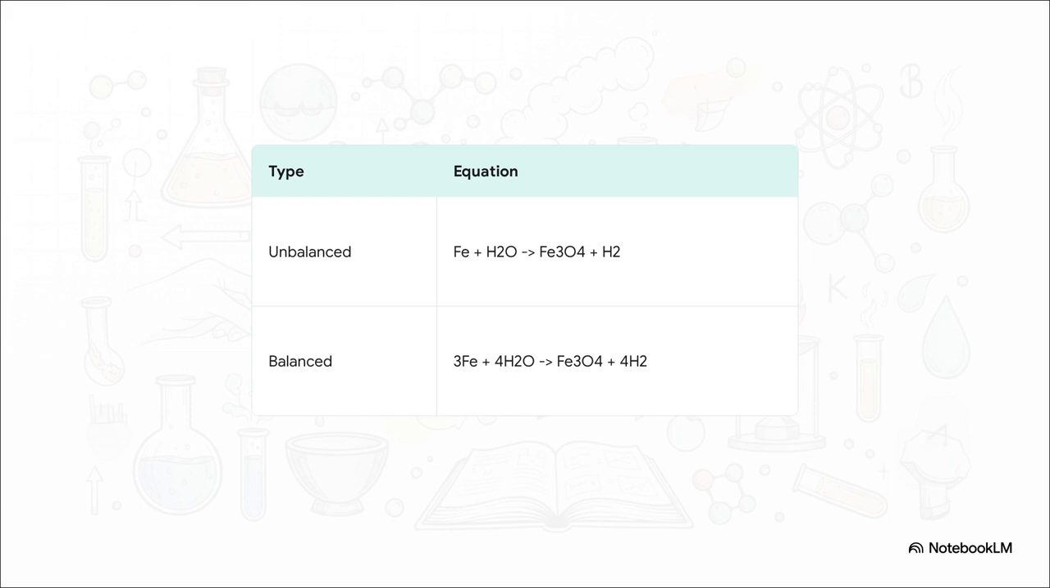Okay, step 1, metals. We've got 3 irons on the right, so we just match that with a 3 on the left. Boom. Step 2, nonmetals. Well, we don't have any here besides oxygen and hydrogen, so we skip that. Step 3, oxygen. We need 4 on the left to match the 4 on the right, so we just place a 4 right in front of the water. And step 4, hydrogen. That 4 we just added gives us 8 hydrogens on the left, so we balance that out with a 4 in front of the H2 on the right. Do a quick double check, and there it is. Perfectly balanced. Super simple, right?